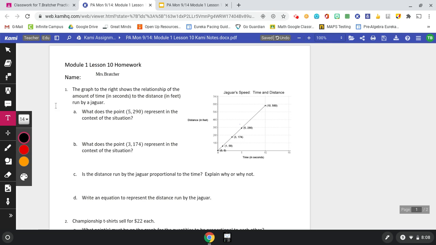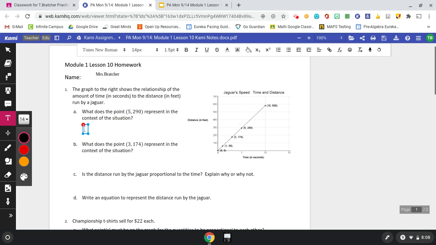We'll get it. So number 1, it says the graph to the right shows the relationship of the amount of time in seconds to the distance in feet run by a Jaguar. It says, what does the point 5, 290 represent in the context of this situation? So if you want to use your text button, that actually may be much easier. And you can always change the color of your writing as well. So what does the point 5, 290 represent in the context? So we know that the point 5, 290 is right here. 5 first, because that's the x value, then 290.